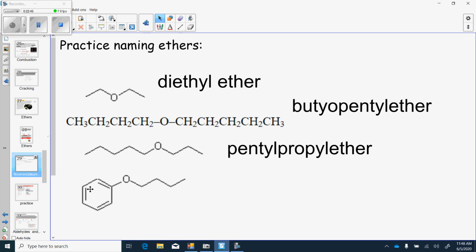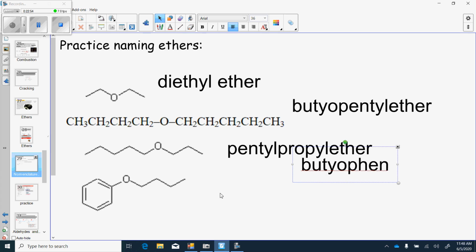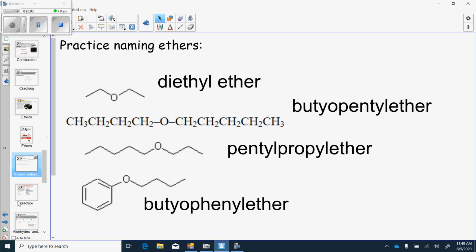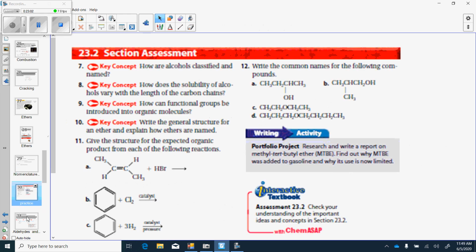And this one here, your phenyl, you've got your oxygen, and then 1, 2, 3, 4. So butyl phenyl ether. All right? So those are some ethers for you, pretty straightforward when you're naming. Here's a little extra practice if you want to, and it's from your textbook.